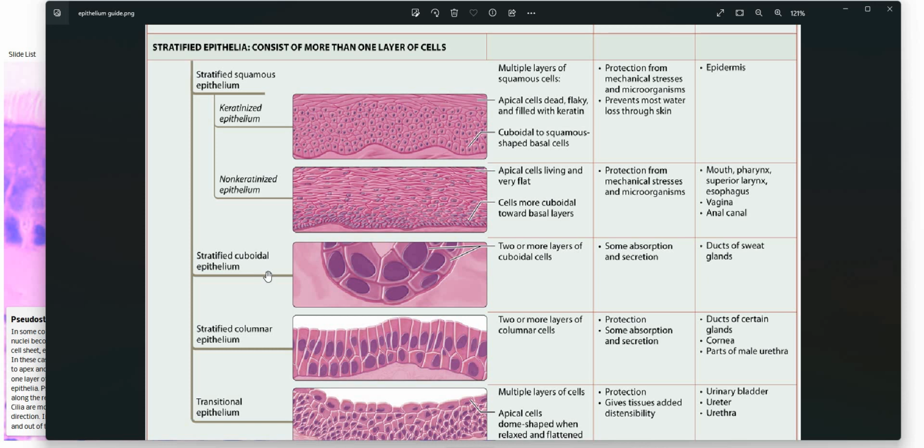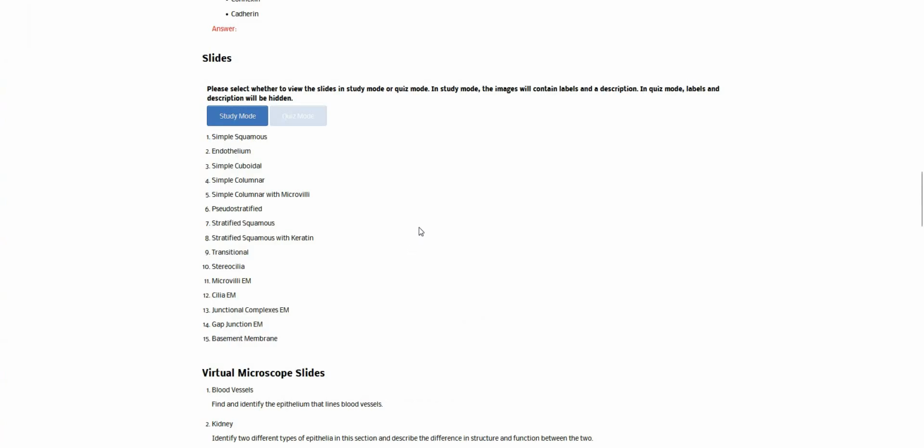Next up, we have that stratified cuboidal epithelium. So this tissue is largely going to be found in ducts. So we'll talk about the sweat glands next lab as well because we have sweat glands in our skin system. And so they're going to be involved in absorption and secretion. So let's see if we can find an example on the Yale histology site of stratified cuboidal.